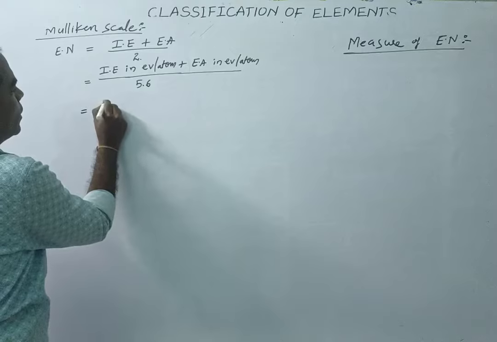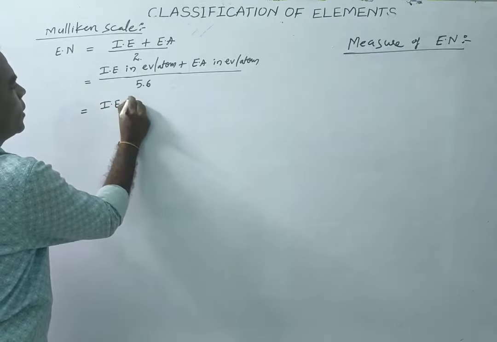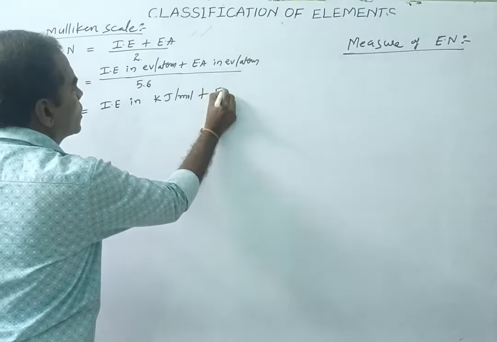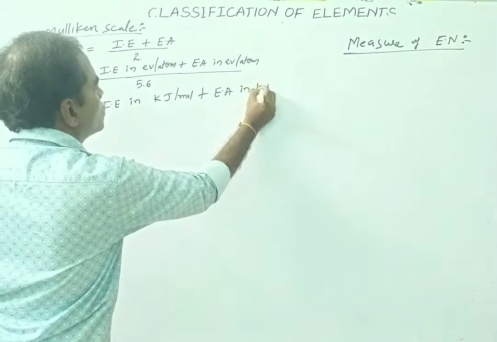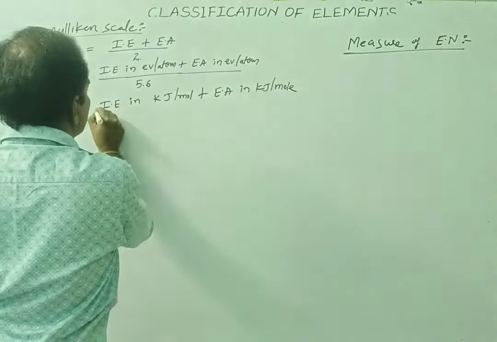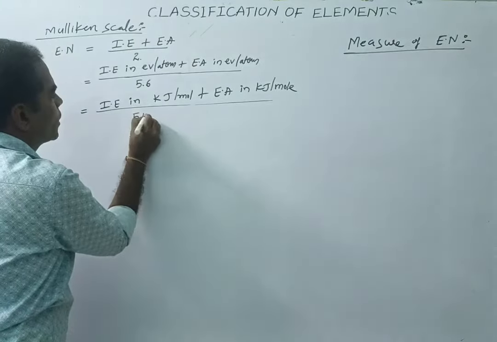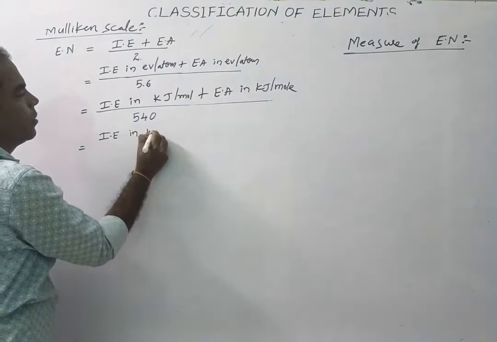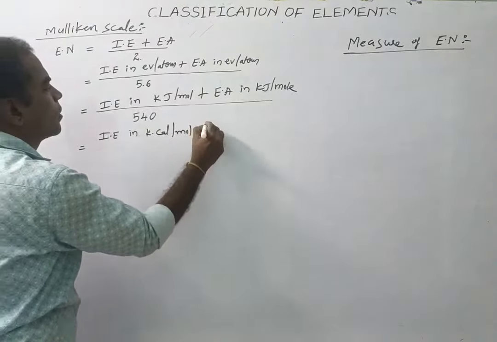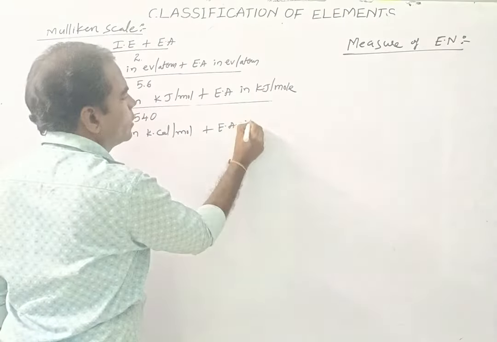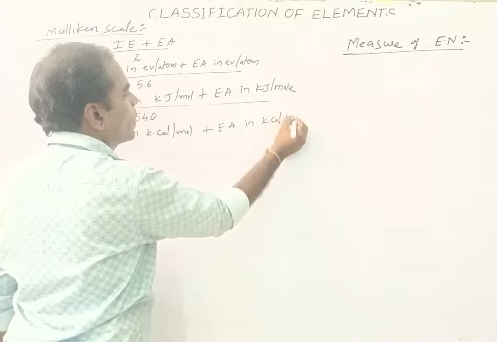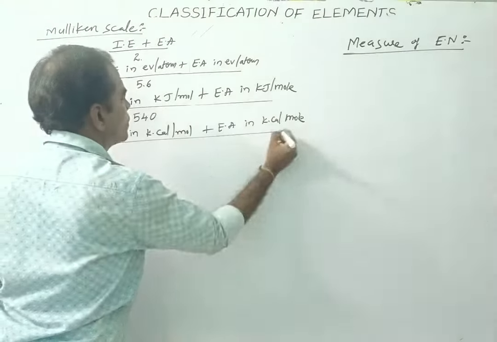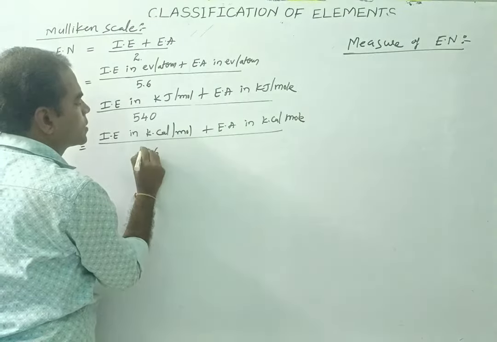Here, if ionization energy is in kilojoule per mole plus electron affinity in kilojoule per mole, then divide by 540. If it is ionization energy in kilocalorie per mole plus electron affinity in kilocalorie per mole, then divide by 126.